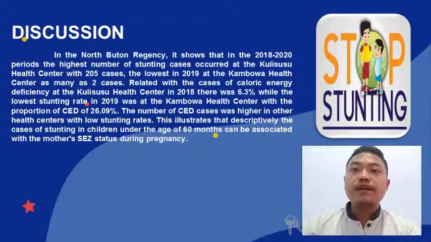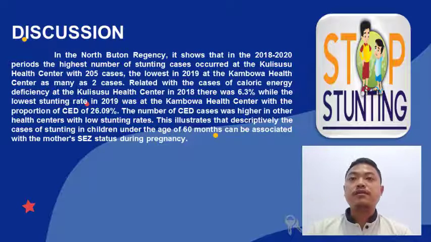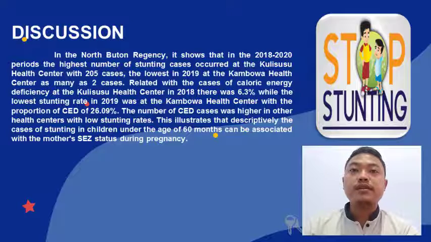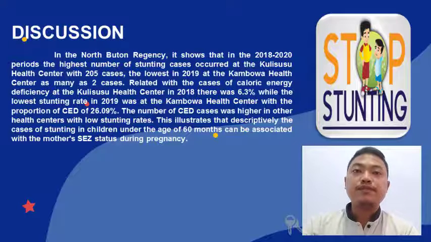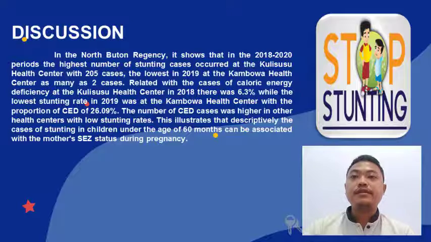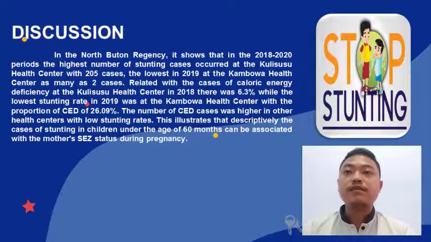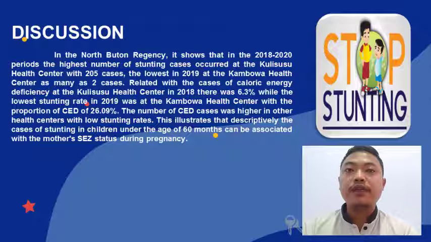Discussion. In the North Buton Regency, it shows that in the 2018 to 2020 period, the highest number of stunting cases occurred at the Kulisusu Health Center with 205 cases. The lowest in 2019 was at the Kambowa Health Center, as many as 2 cases. Related to the cases of chronic energy deficiency at the Kulisusu Health Center in 2018, there was 6.3%, while the lowest stunting rate in 2019 was at the Kambowa Health Center with the proportion of CED of 26.09%. The number of CED cases was higher in other health centers with low stunting rates.